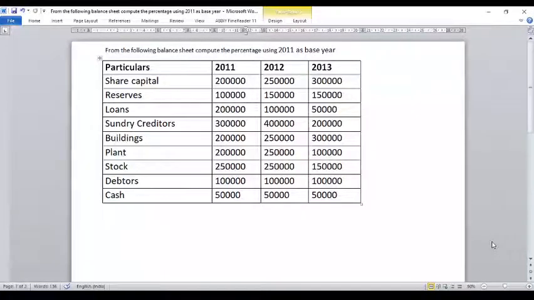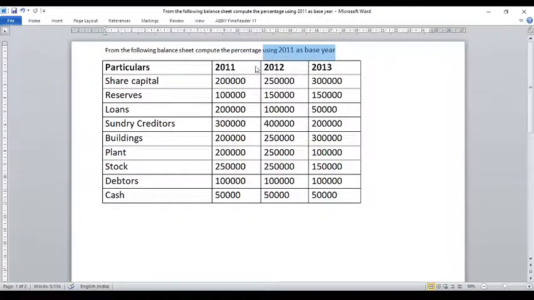Hi everyone, you can see this problem. It is a trend analysis problem where a balance sheet is given for 3 years, that is 2011, 12 and 13. You have to compute a trend percentage for this balance sheet. So your base year here in this problem is 2011.